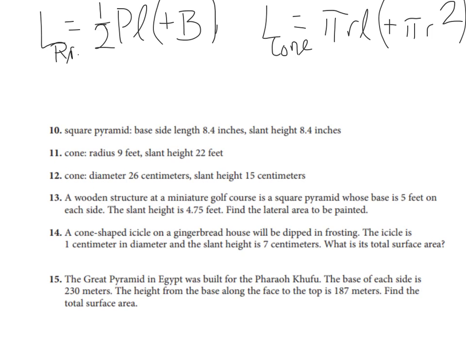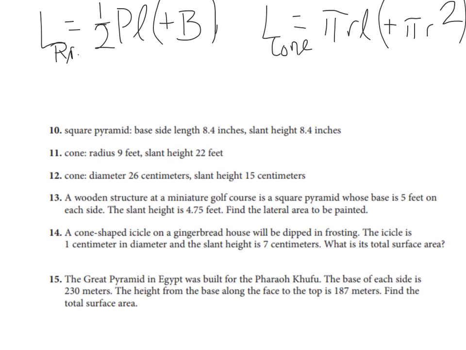Okay, cone-shaped icicle dipped in frosting. 1 centimeter in diameter. Slant height is that. Total surface area. What does it have to do with icicles and frosting? I don't know. Anyway. Number 15. The Great Pyramid. Base of each side is 230 meters, and the height is 187 meters. Find the total surface area.